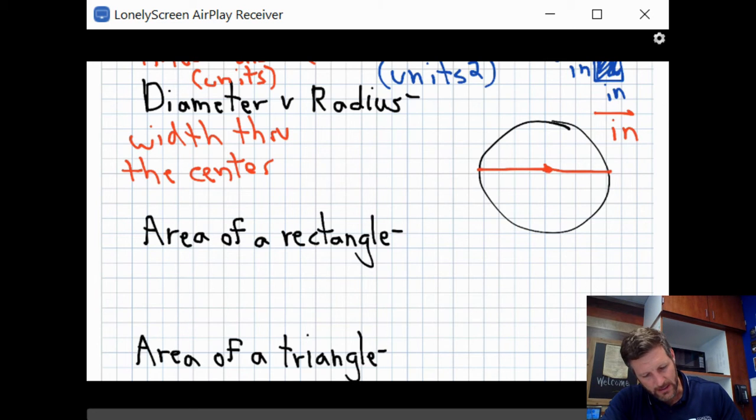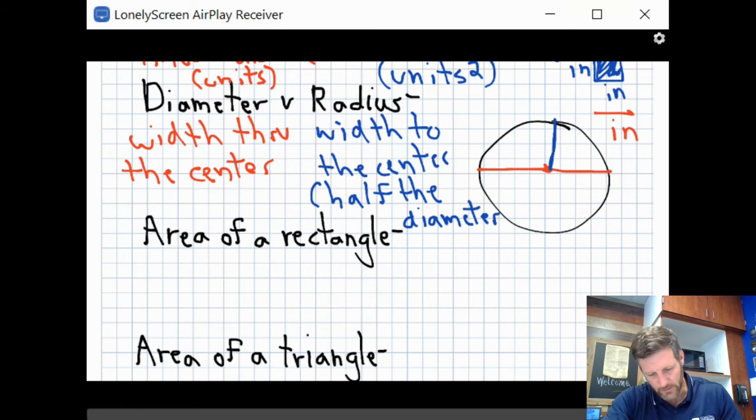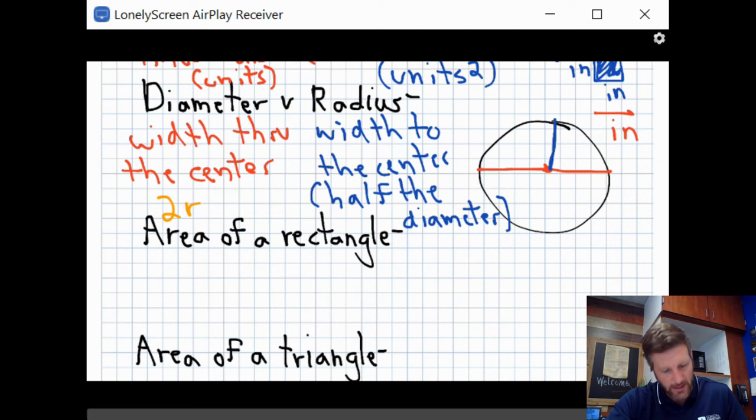Whereas the radius is the edge of a circle to its center. So we'll just say width to the center. From here to the center, that would be a radius. It only goes halfway across the circle. And so the other thing you could put is half the diameter. In other words, if you know the diameter, you know the radius is half of that. Or if you know the radius, then you know that the diameter is twice that. That might be worthwhile noting here: 2r, 2 times the radius, equals the diameter, because the radius is halfway.